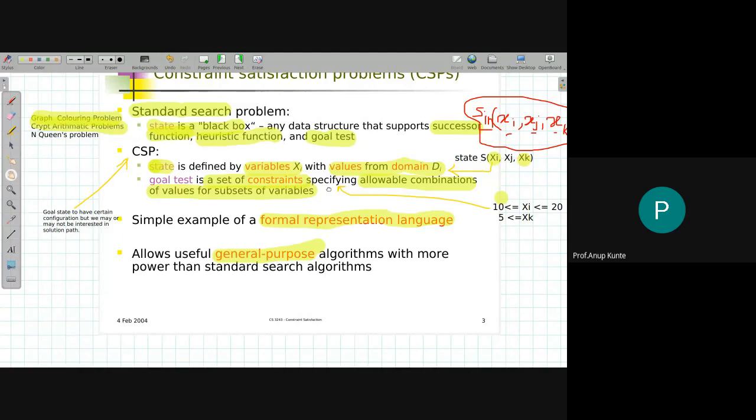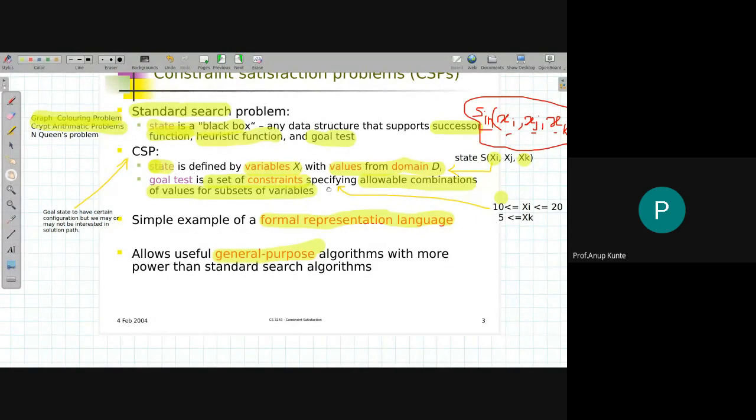So I will be doing the goal test in this particular manner, checking every constraint, whether it is satisfied or not, whether the values that I replace the state with actually violate any constraint, or they do not violate any constraint. So that is the way the goal test is defined.